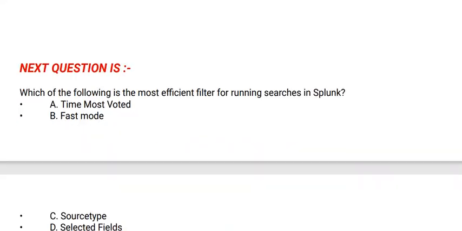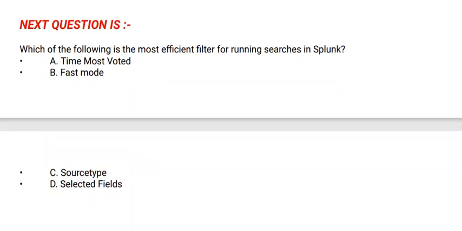Next question is, which of the following is the most efficient filter for running searches in Splunk? Options are option A, time, most voted, option B, fast mode, option C, source type, and option D, selected fields. The correct option is option A.